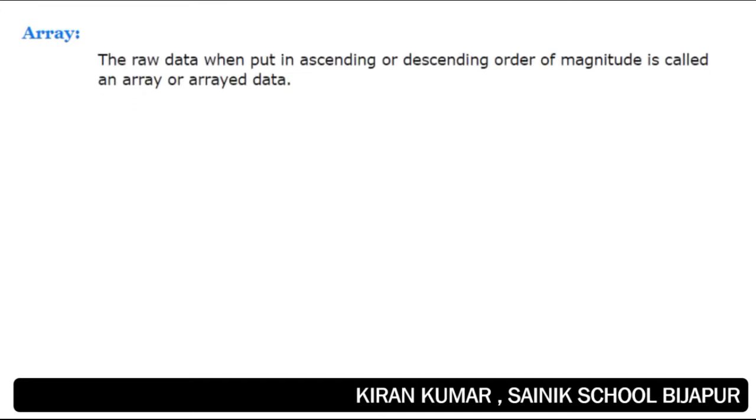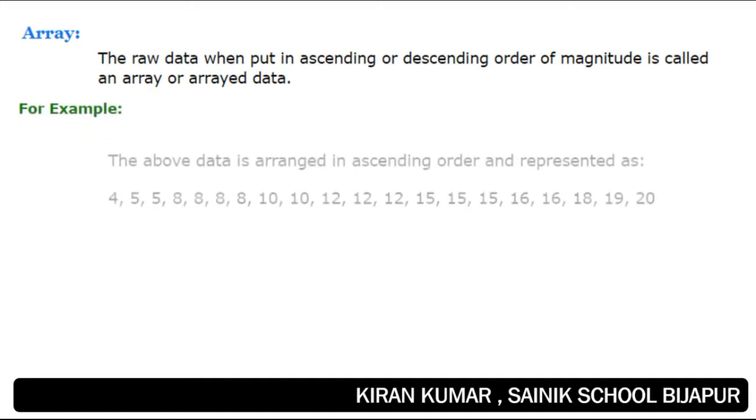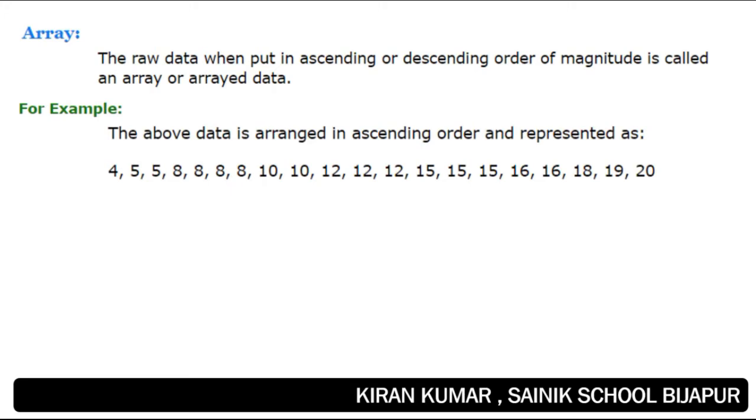Whenever we arrange the data, we get an array. Array means the raw data when put in ascending or descending order of magnitude. It's called array or arrayed data. For example, the data when written in ascending order in the previous example becomes increasing order. This particular thing is called array or arrayed data.